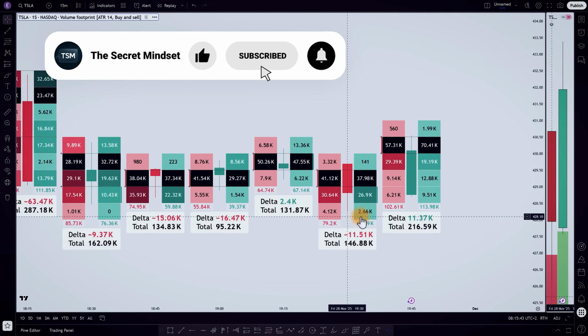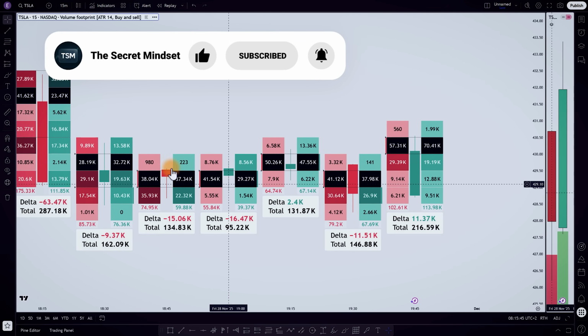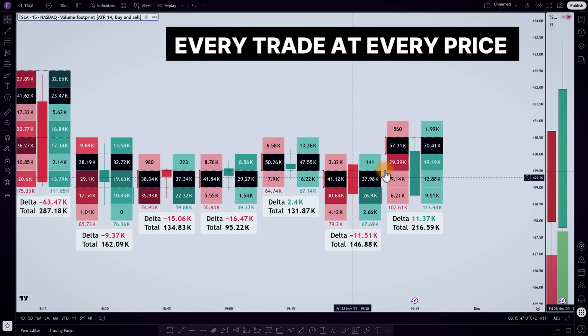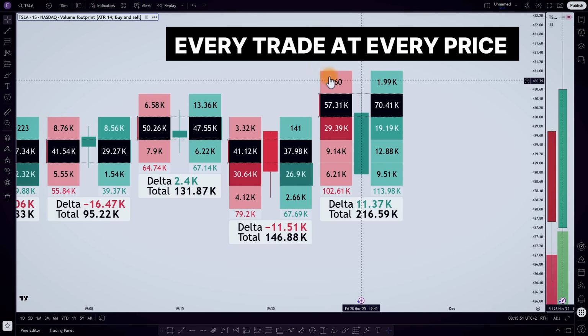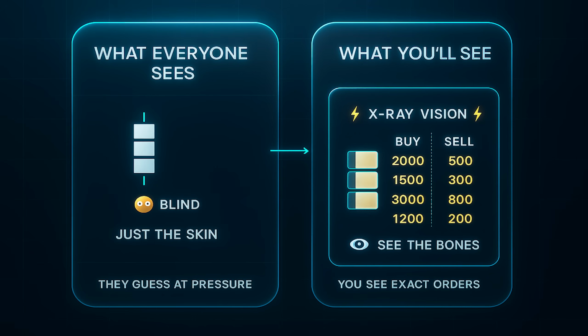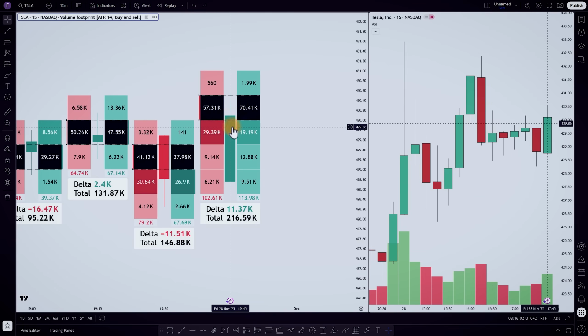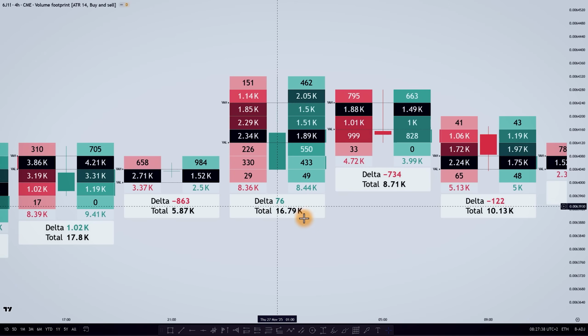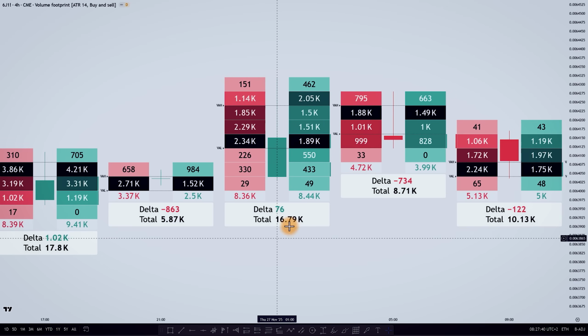Now pay attention. This is the key difference. A footprint chart shows you every single trade that happened at each price level. How many buyers, how many sellers, at every price along the way. Think of it like X-ray vision. Regular candles show you the skin. Footprints show you the bones underneath.